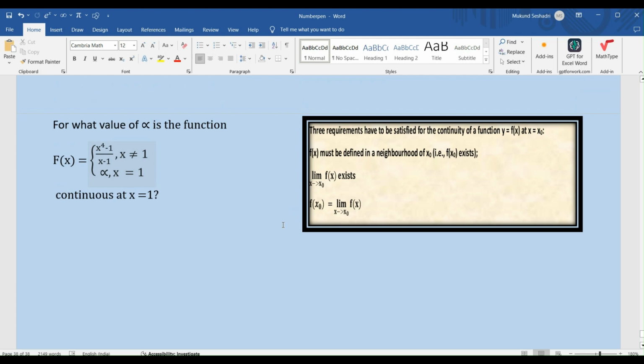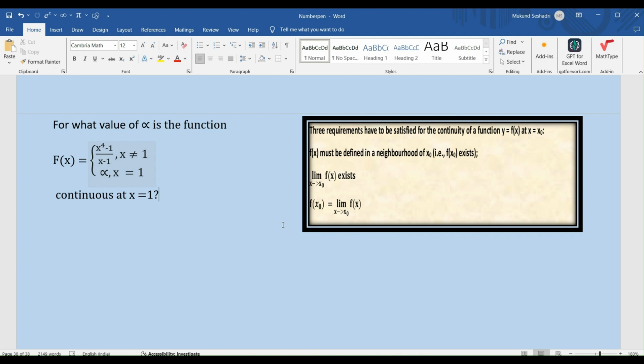Here we have the problem on our screen. For what value of alpha is the function f of x equals x to the power 4 minus 1 divided by x minus 1 for x not equal to 1, and alpha for x equal to 1, continuous at x equal to 1, right? So we've been given a function f of x.